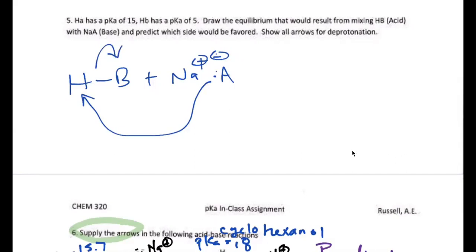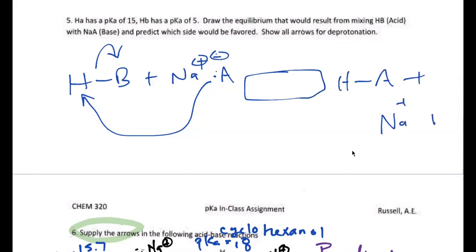So on the other side of my arrow, I'm not going to put the arrows in because we have to predict the equilibrium. We'll have what? HA plus Na plus, and then B minus. Anybody not following that?